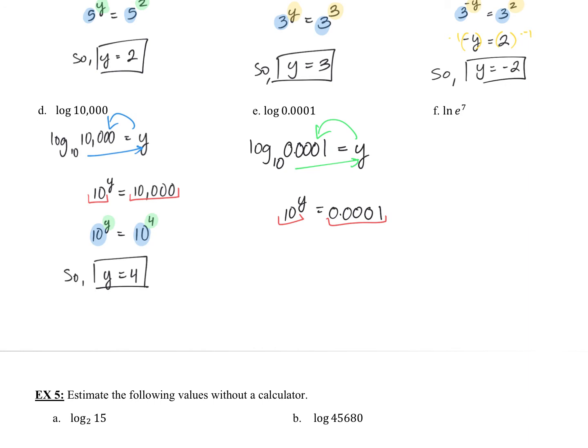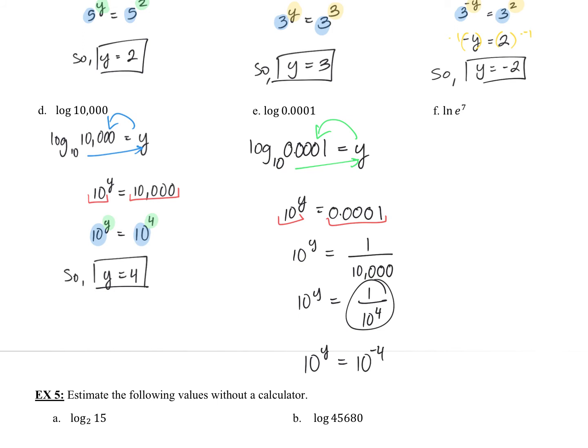You know what? I can rewrite that decimal as something over a few tens, right? That'll be 1 over 10,000. The number of decimal places we have will be the number of zeros. Which I know is the same as 1 over 10 to the 4th power. These are almost the same. Let's go ahead and use that same fish out of water rule to get rid of the fraction and replace it with a negative. That'll be 10 to the y power equals 10 to the negative 4.